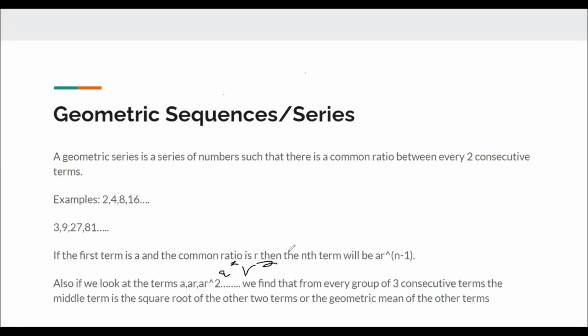And if you take the square root of a squared r squared, you get ar, which is the middle term. This is also said as the geometric mean of 2 numbers. Let's just say 3 and let's just say 12. So if you want to take the geometric mean of 2 numbers, you multiply them. So 3 times 12, and you take the square root, which is going to be equal to 6.